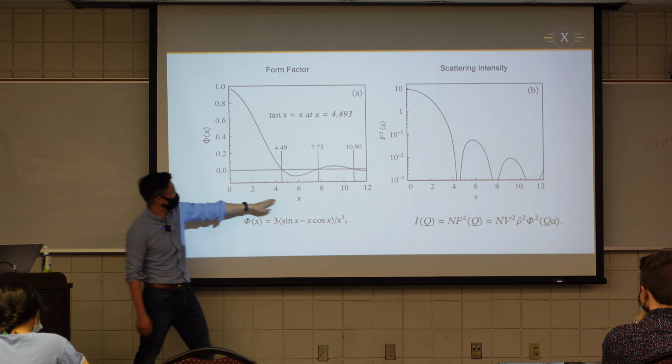Make sure it's the first, because if you use the second, then your value will be off. This modulation comes from the form factor, so at higher values your intensity can decay with the scattering vector Q. That's very common. The higher the Q, the weaker the signal, which is reflected here.